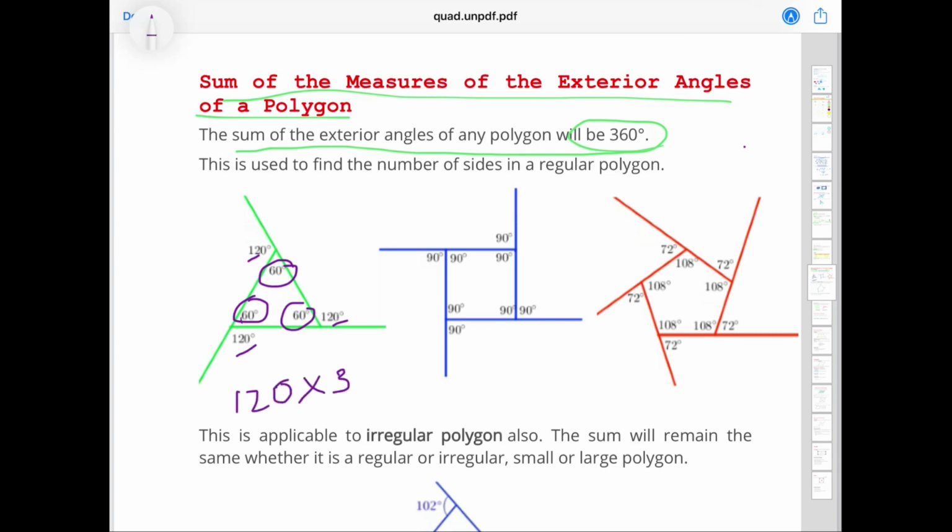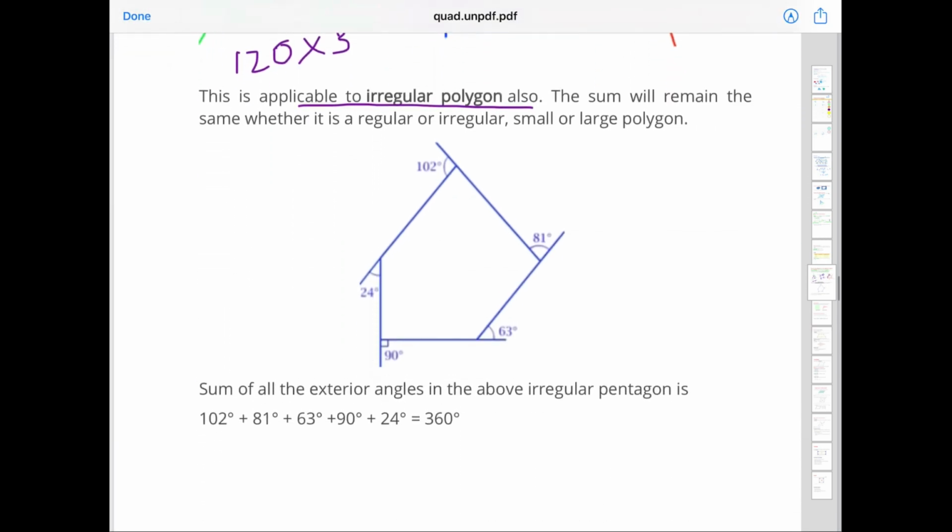Now see in this square, you can see the exterior angles are 90, and 90 into 4 is 360. In the same way, you can verify it in this one also. This is also applicable to irregular polygons. So the sum will remain the same whether it is a regular polygon or an irregular polygon.